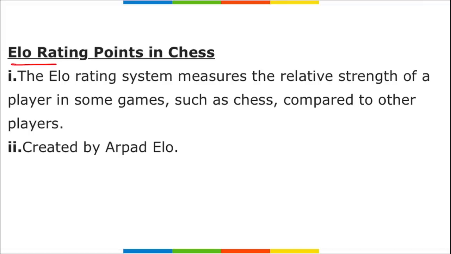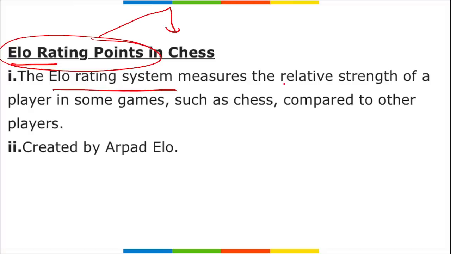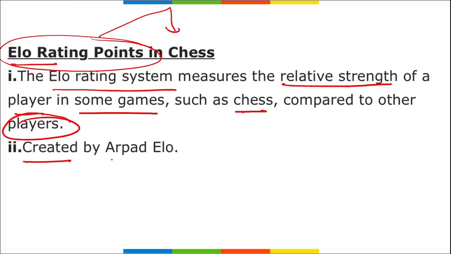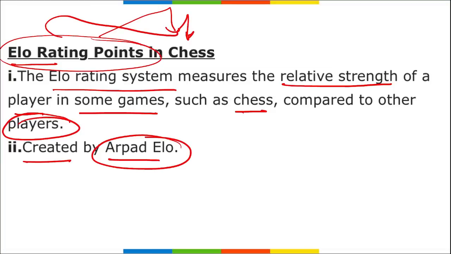Next, ELO rating points. What are ELO rating points? First of all, the question will be related to which sport ELO rating points are related to. This is related to chess. This ELO rating system measures the relative strength of a player in some games such as chess compared to other players. This was created by Arpad Elo. So the ELO rating point in chess compares the relative strength of a player in some games.